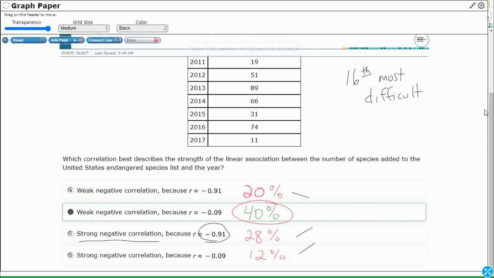Most of us were able to recognize that this right here is not a strong negative. This is a weak negative, and this is not a weak negative. It's actually a strong negative. So most students were able to see that these two don't match up. But you have to do all of that work that we just showed on the calculator to at least figure out what the actual correct R is. Is it -0.91 or -0.09? That's probably going to be just a little bit of guessing happening here, because we've got a fairly even distribution across the incorrect answers.